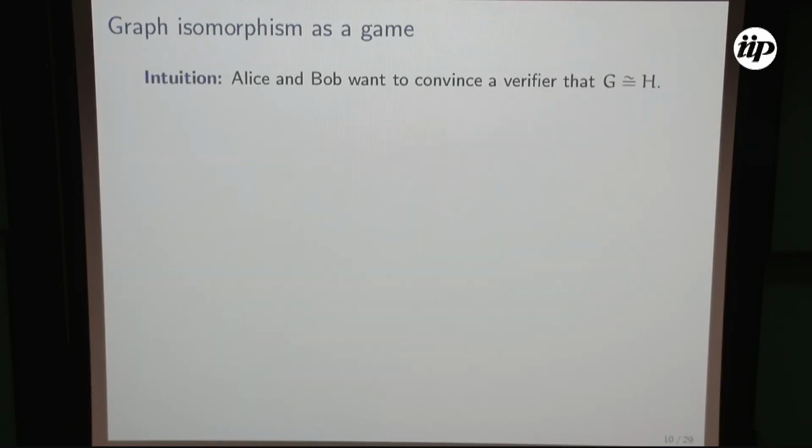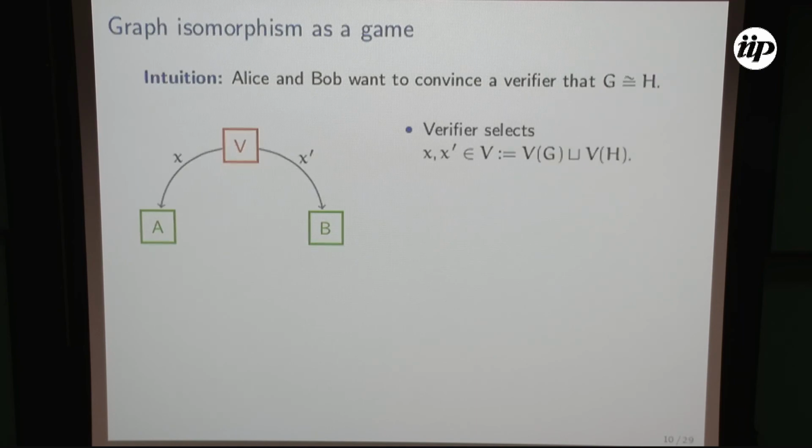All right. The idea behind the game is that we have our provers, Alice and Bob, and they are going to try to convince the verifier that two graphs are indeed isomorphic. So how are they going to do that? The questions are going to be vertices. The verifier is going to pick two vertices. They could be from either one of the graphs, or one could be from one graph and the other one from the other graph. He sends the vertex x to Alice and x prime to Bob.